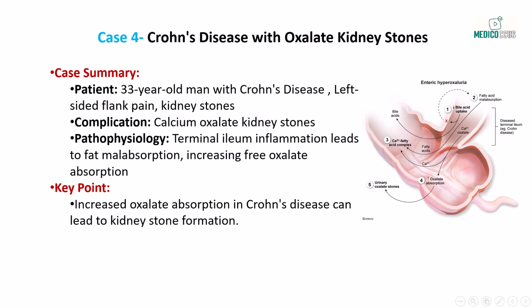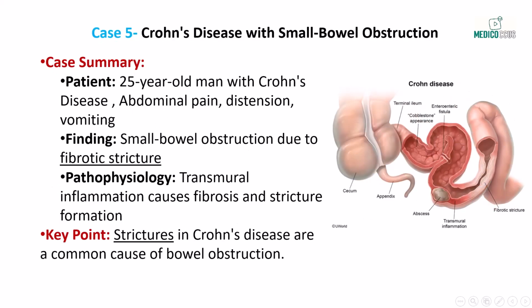relevance to systemic complications. Consider a 25-year-old man with a known history of Crohn's disease who presents with worsening abdominal pain, distension, and vomiting over several days. Imaging reveals a small bowel obstruction, and laparotomy confirms the presence of a mass composed of inflamed small bowel, adherent mesentery, and enlarged lymph nodes.